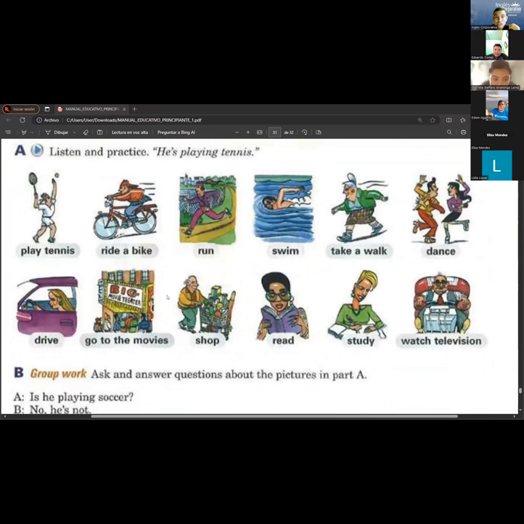Ok, también tenemos verbos importantes que debemos de reconocer. Por ejemplo, play tennis. Ride a bike. Run. Swim. Take a walk. Dance. Drive. Go to the movies. Shop. Read. Study. Watch television.